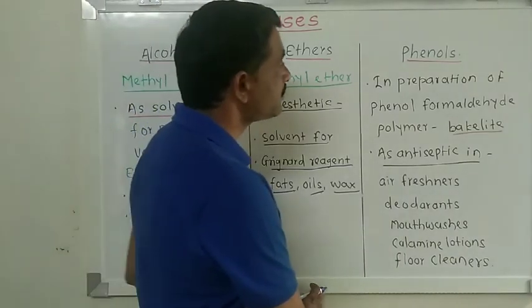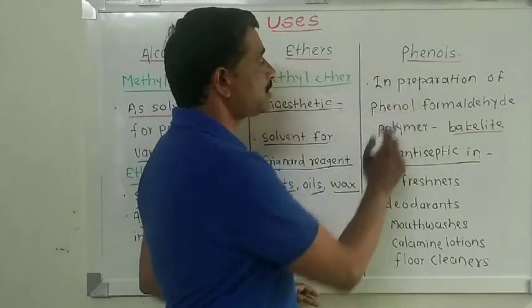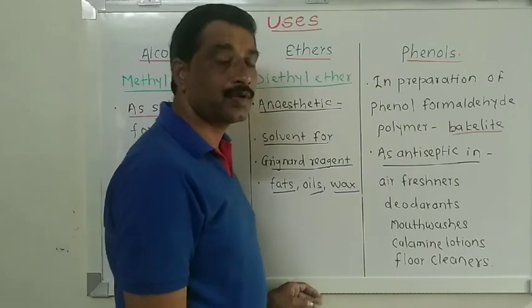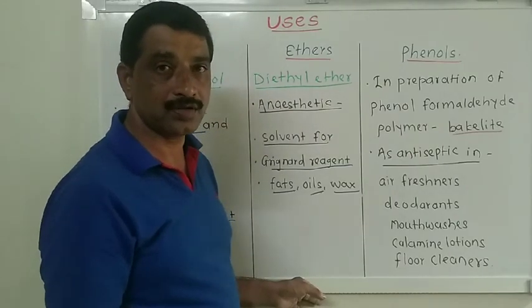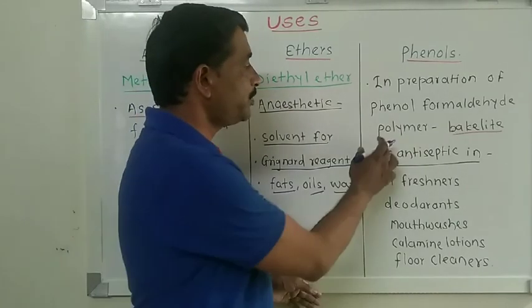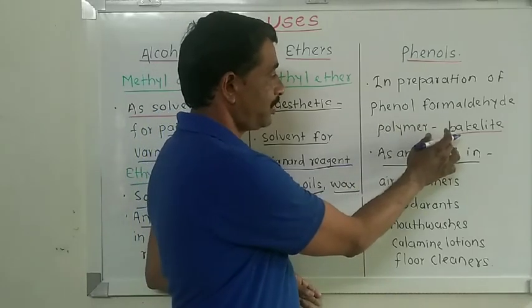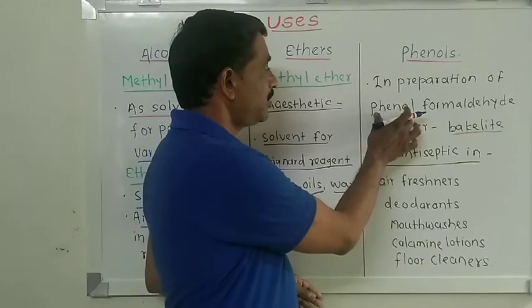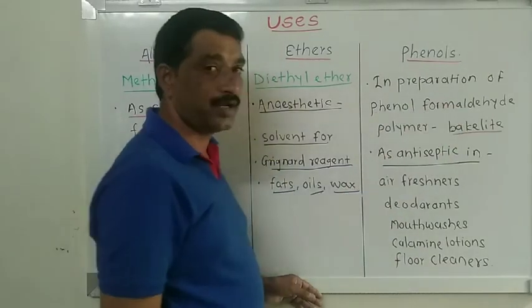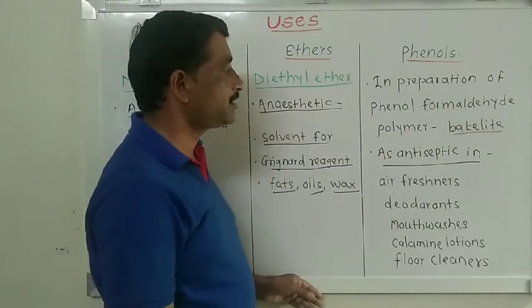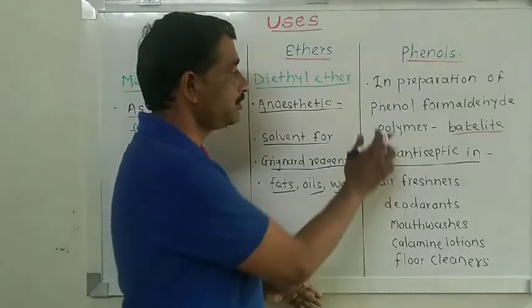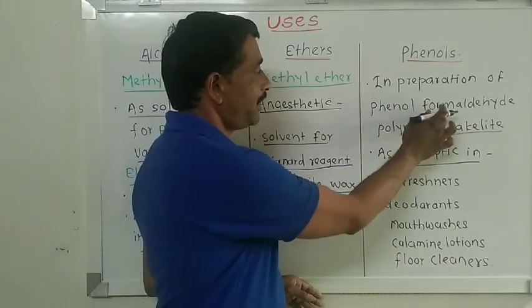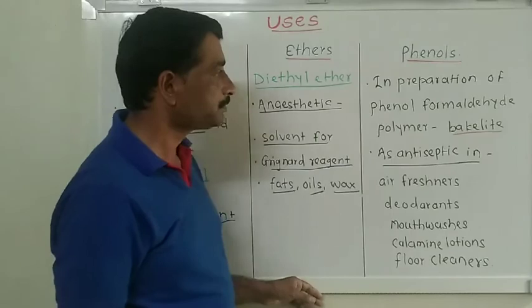The last one is phenols. Phenols are very important compounds. They are used for the preparation of different polymers or resins. One important polymer of phenol is bakelite. It is prepared by the combination of phenol and formaldehyde. So bakelite is a polymer or resin which is prepared from phenol and formaldehyde.